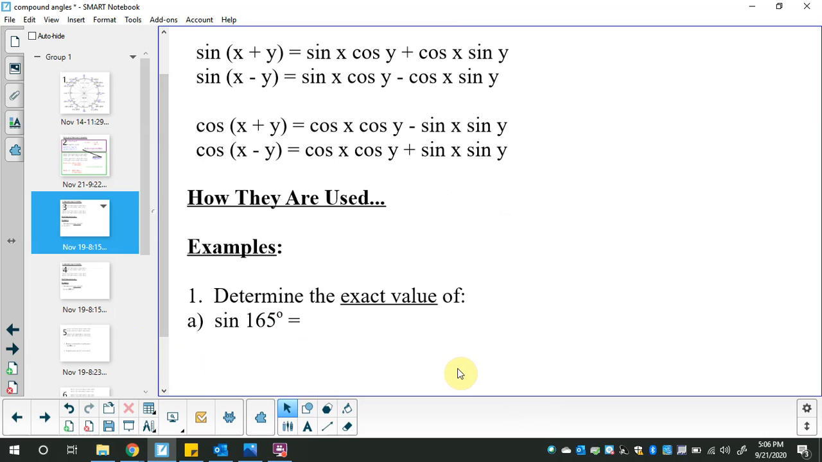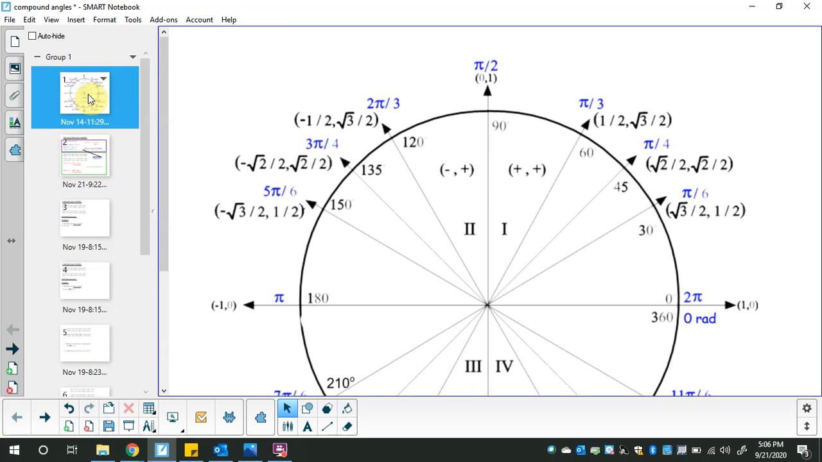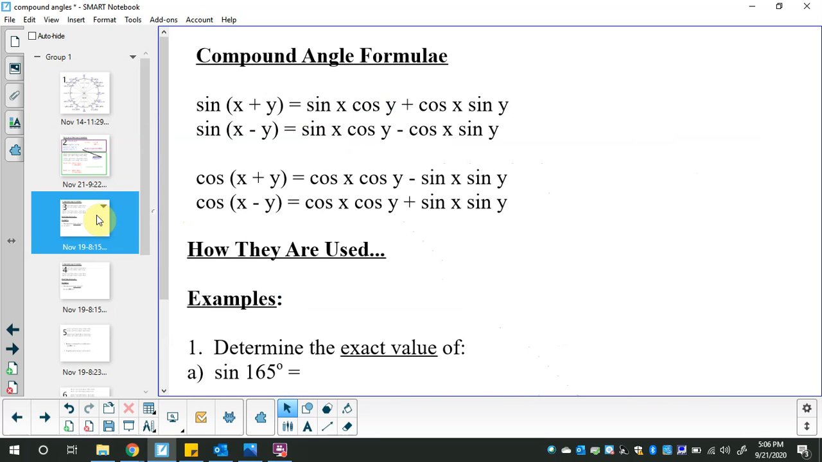So the first question is to determine the exact value of sine 165 degrees. So at least it's in degrees. The one that I erased was in radians. So if I go to the unit circle, there's 150 degrees, there's 180 degrees, 165 is sitting in between, so there's no measurement, and that's the problem. And that is why these compound angle formulas are available to you.